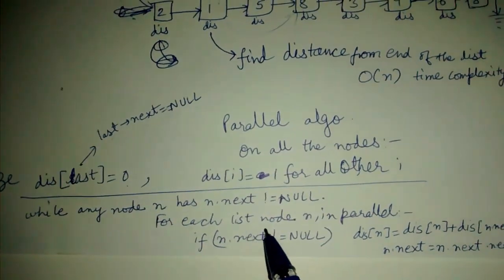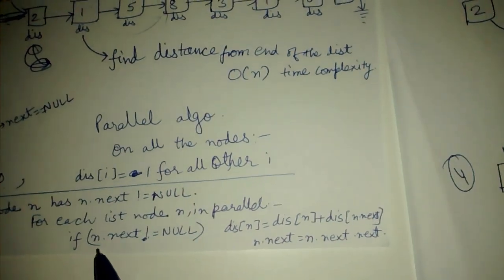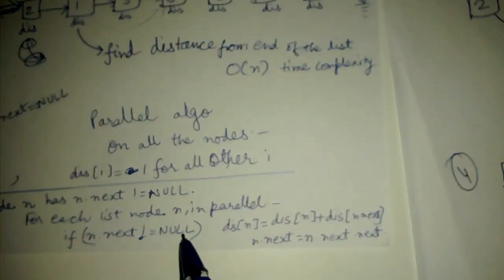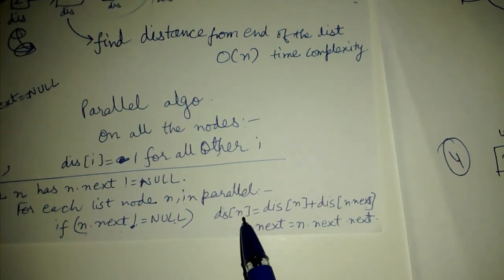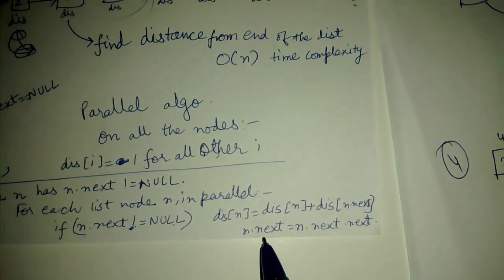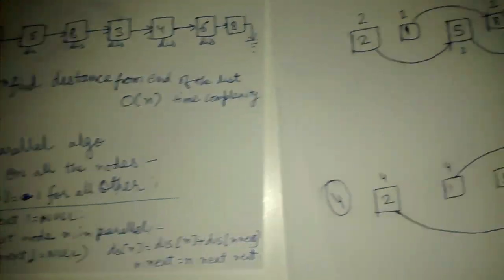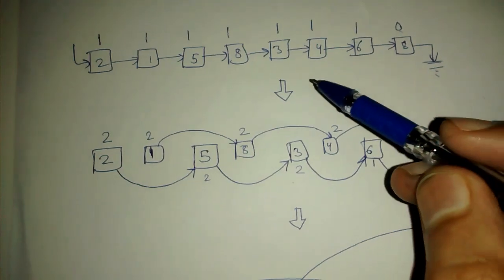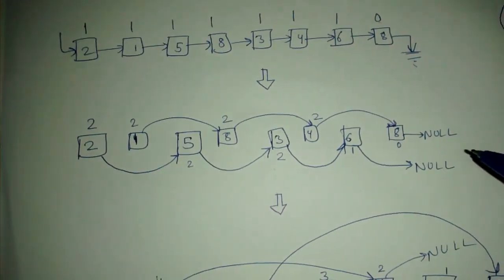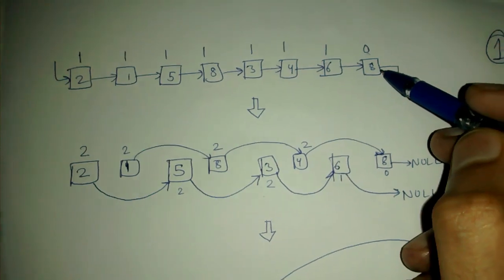Then for each list node n, in parallel we do this. If n dot next is not equal to null, we add dis of n dot next to dis of n, and we move the next pointer to the next to next. So let's see in the example how we are doing this. Right now only one element is pointing to null.